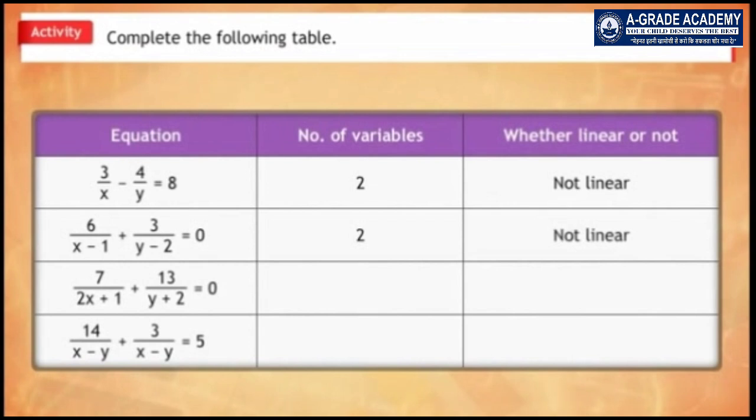Equation: 7 upon 2x plus 1 plus 13 upon y plus 2 is equal to 0. Number of variables: 2. Whether linear or not linear. Equation: 14 upon x minus y plus 3 upon x minus y is equal to 5. Number of variables: 2. Whether linear or not linear.